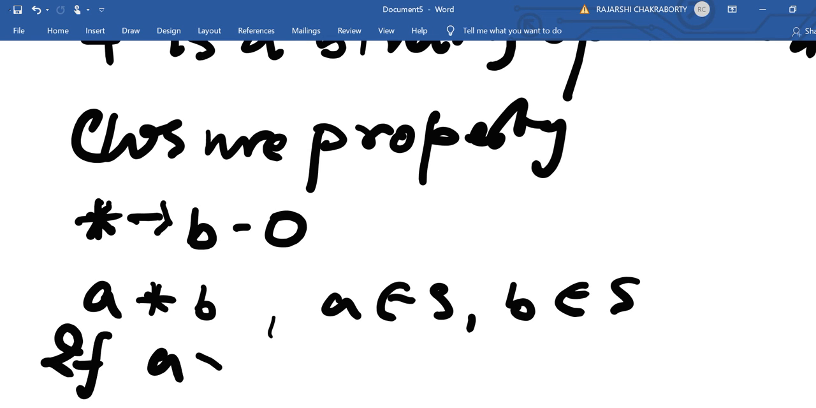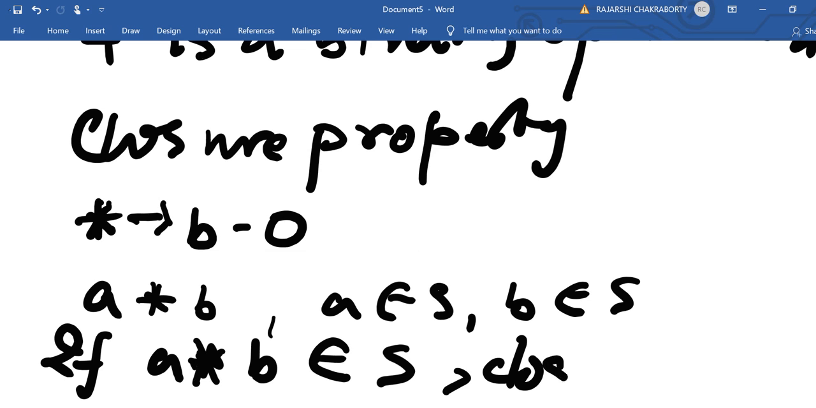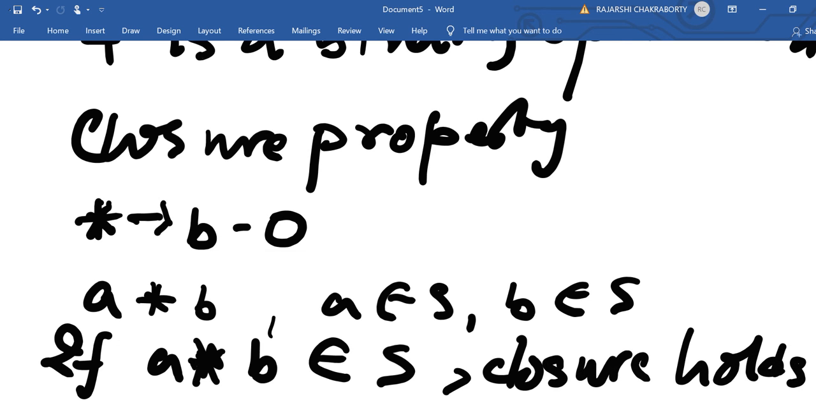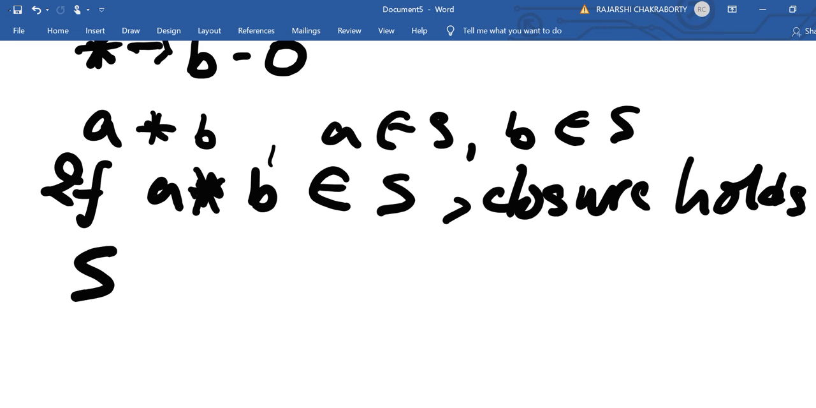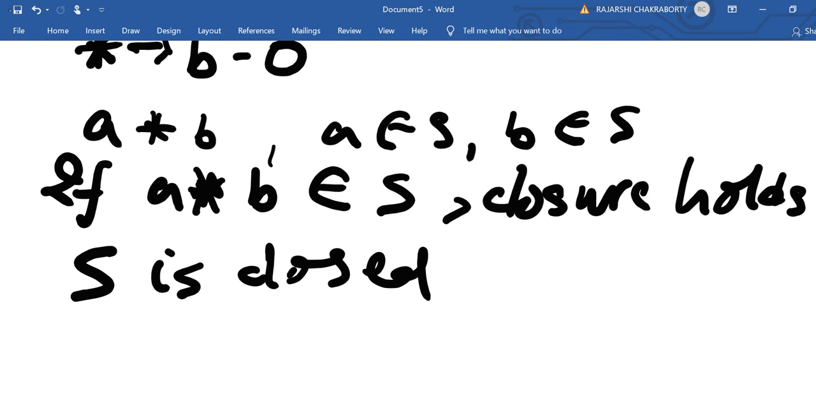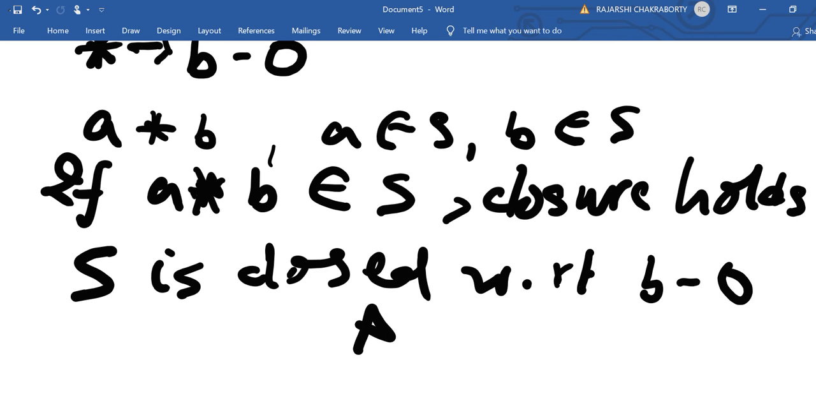if A star B belongs to S, then the closure property holds. And we say the set S is closed with respect to the binary operation star.